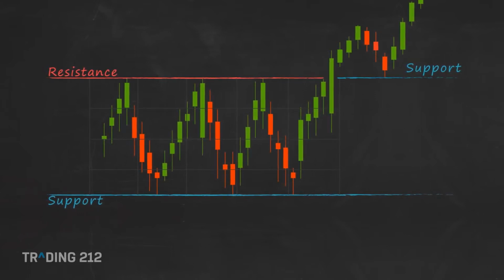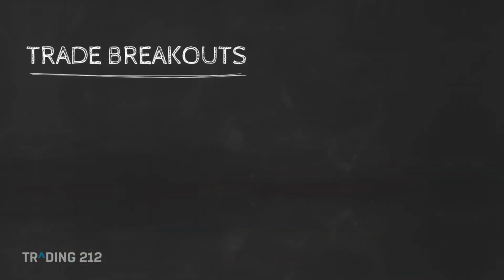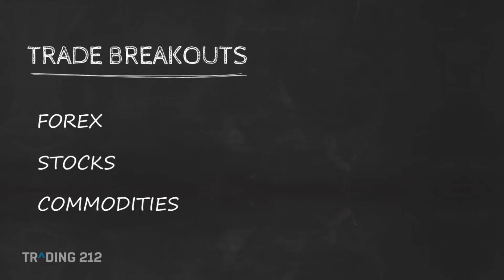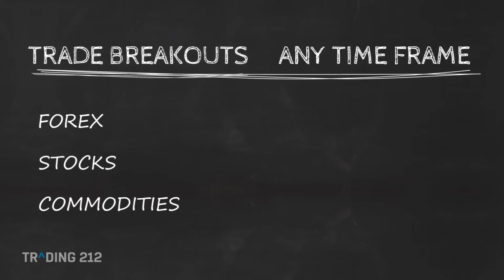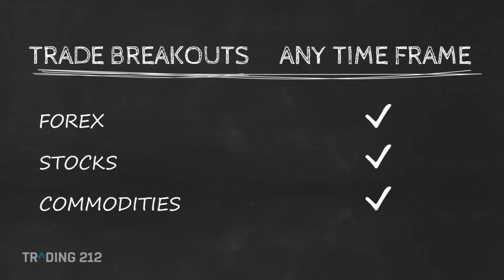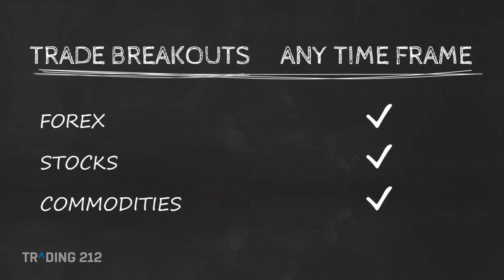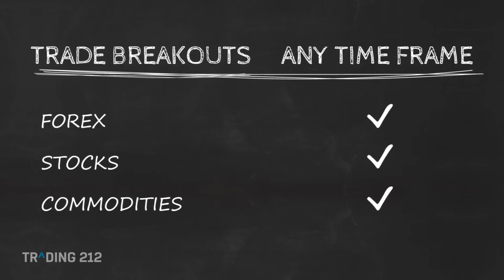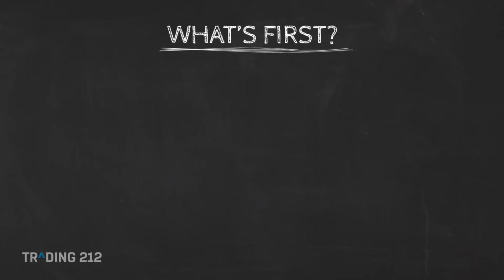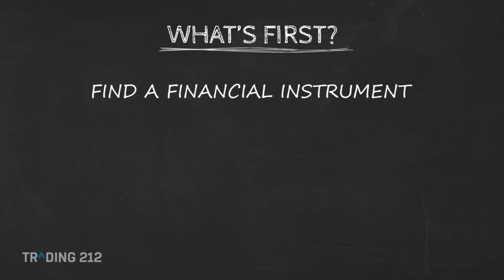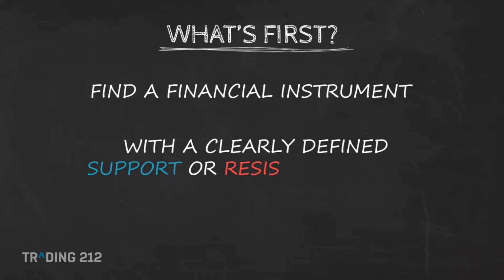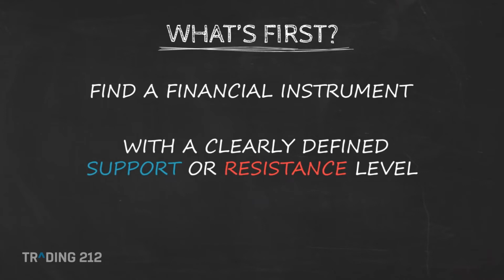So here's the general concept to trading breakouts. You can use the breakout strategy to trade Forex, stocks or commodities, and it works with any time frame. It's a method of technical analysis that follows certain rules and can be applied universally. So what's first? First, you need to find a financial instrument, a currency pair, stock or commodity with a clearly defined support or resistance level. We only need one clearly defined support or resistance level to anticipate a breakout.